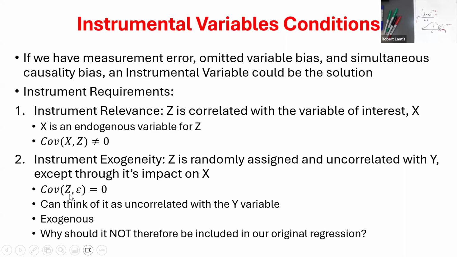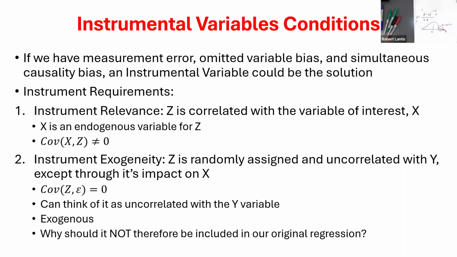So why should we not necessarily, like before when we were talking about instruments, if I had an instrument and it's not correlated with my error term at all, why would I not typically include it in my original regression? If it's not correlated with my error term at all, if I include it in my regression, what's going to be true about its statistical significance? Probably won't be significant. So I would think I don't need that variable.